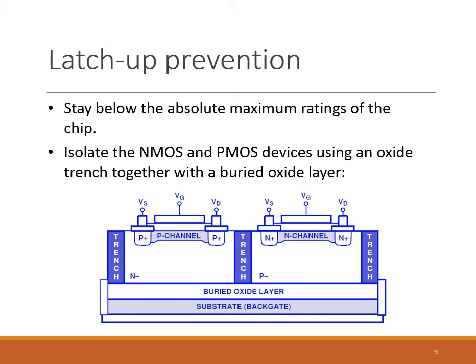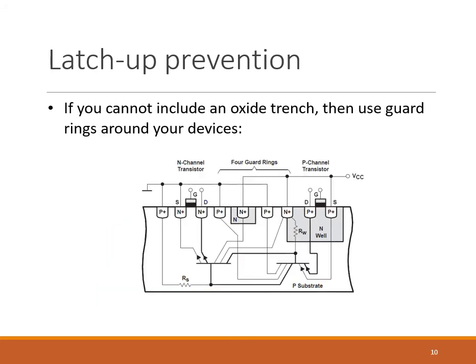Now, how to prevent this latch up? This is the way we can prevent this latch up: by creating trench regions between the two devices. Here we will isolate the PMOS and the NMOS devices using an oxide trench layer. This is the oxide trench layer by which the PMOS and the NMOS devices are separated, together with a buried oxide layer. Here we are using a buried oxide layer. This is used to separate the PMOS and the NMOS device.